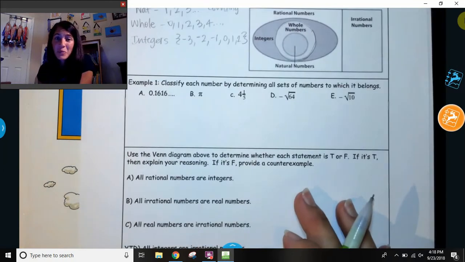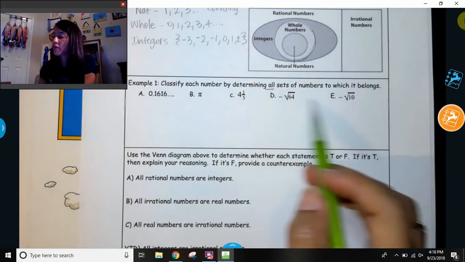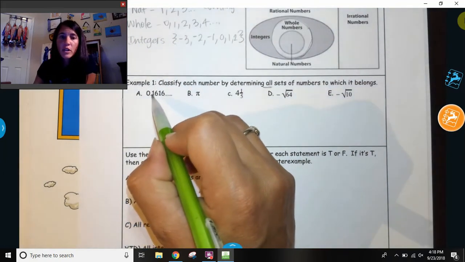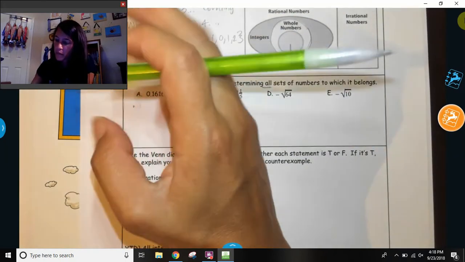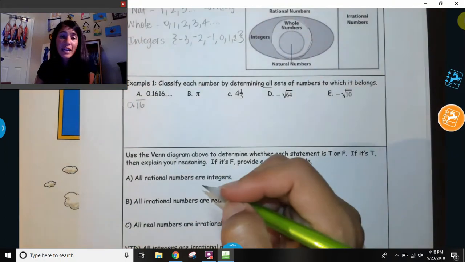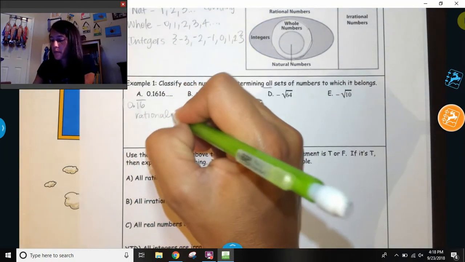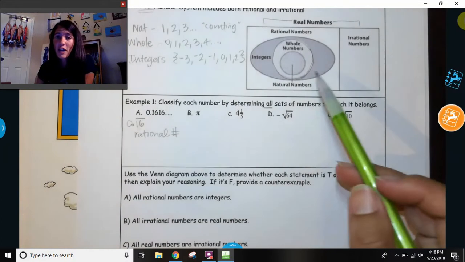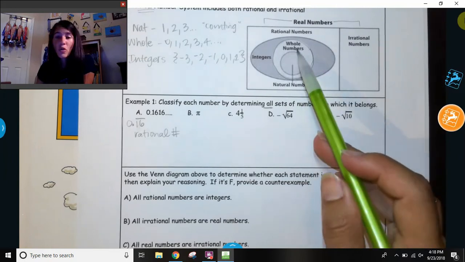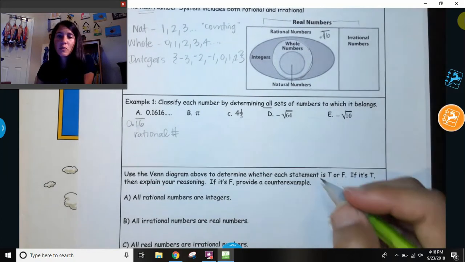All right, so let's do some examples. Example 1, classify each number by determining all the sets, so underline the word all, of numbers to which it belongs. So we have 5 examples. In A, 0.1616..., we can rewrite that as 0.16 repeating, and that means it's a repeating decimal. Because it's a repeating decimal, we know it's a rational number. It is rational because it's repeating, but it does not fit into natural, whole, or integer. So I'm just putting it out there in rational.